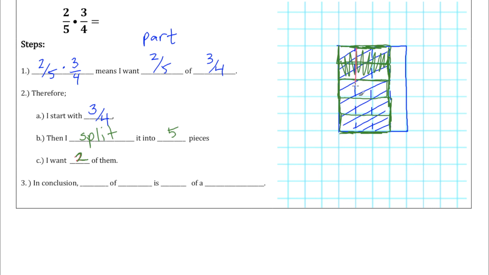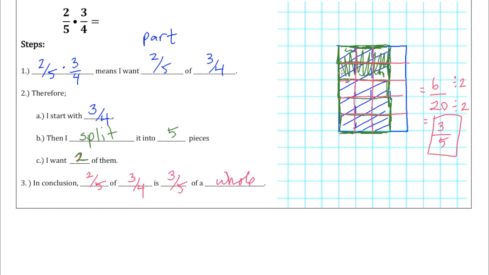So let's draw our lines in so we can see what part of a whole that is. Okay, let me draw a little bit more in there. All right, so in conclusion, 2/5 of 3/4 is 1, 2, 3, 4, 5, 6 out of 1, 2, 3, 4, 5, 6, 7, 8, 9, 10, 11, 12, 13, 14, 15, 16, 17, 18, 19, 20 pieces. I'm going to reduce by 2. And I get 3/5. So in conclusion, 2/5 of 3/4 is 3/5 of a whole.